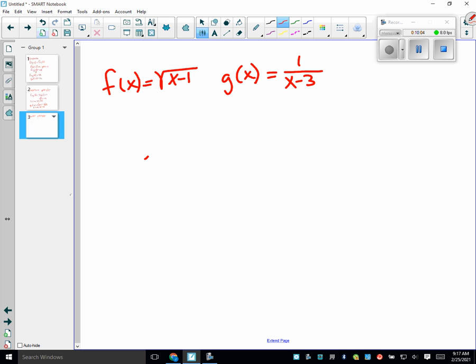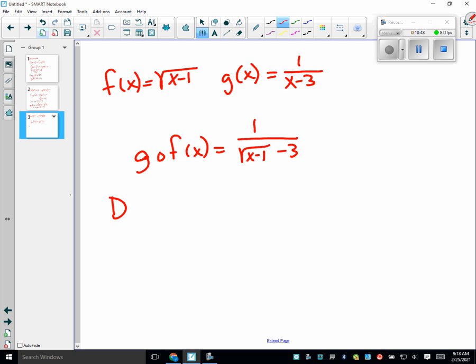Let me make sure there's none that hard in your homework, because that's going to be hard. That would be a fraction in the radical. We can do f of g, you don't have to. Okay. What about g of f? Isn't that 1 over radical x minus 1 minus 3? Yes.